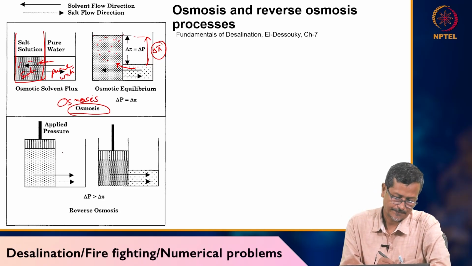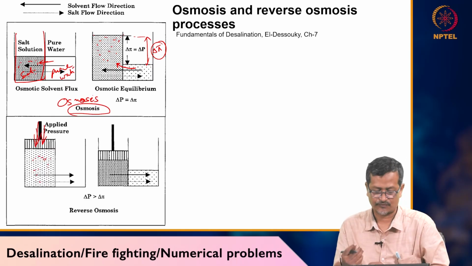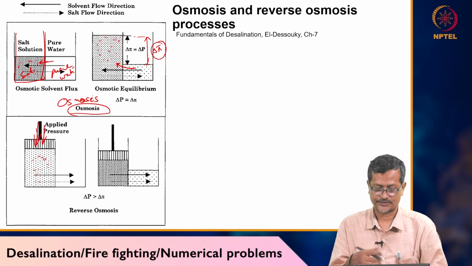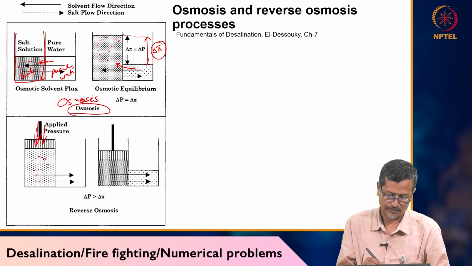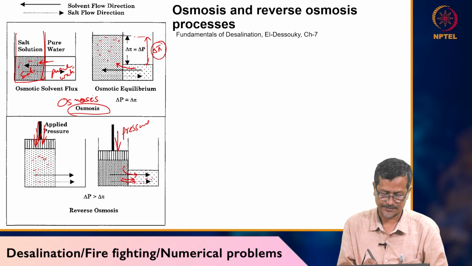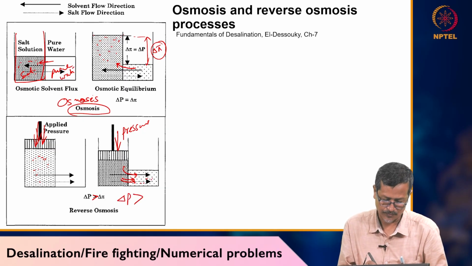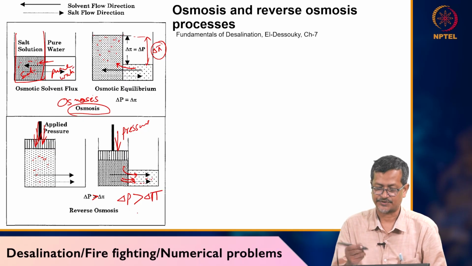Okay. Now another case: you apply a lot of pressure, although salt concentration is there, and you are pushing water in the opposite way. That's why it is reverse osmosis. So finally, because you are applying pressure or force, you are pushing water towards this side. In this case your applied pressure is higher than your osmotic pressure, so del P is more than del pi. Pi is your osmotic pressure.